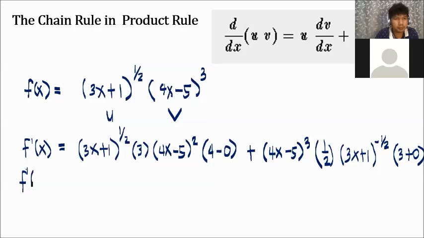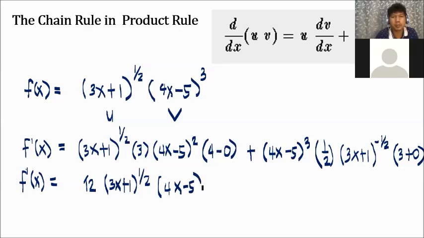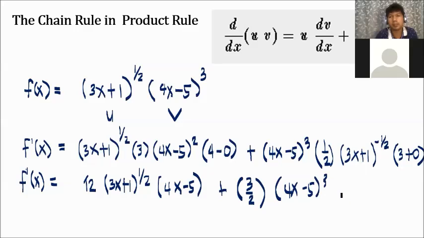Simplification. So 12, 3x plus 1, then 1 half, 4x minus 5, plus 1 half and 3, that is 3 over 2. Then 4x minus 5, 3, and 3x plus 1 raised to negative 1 half.